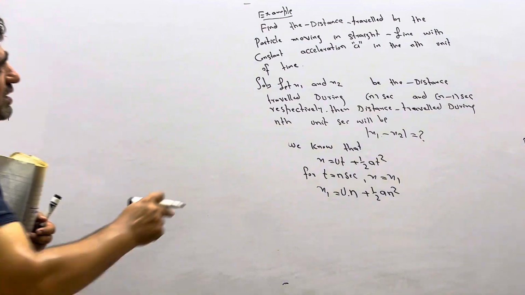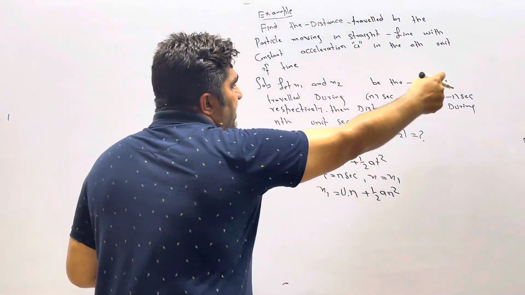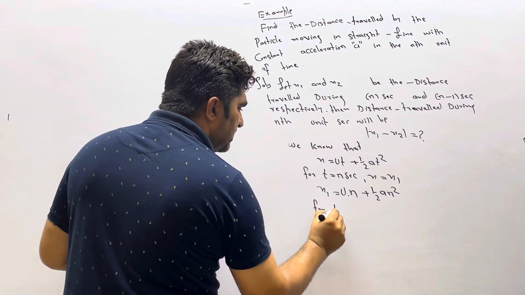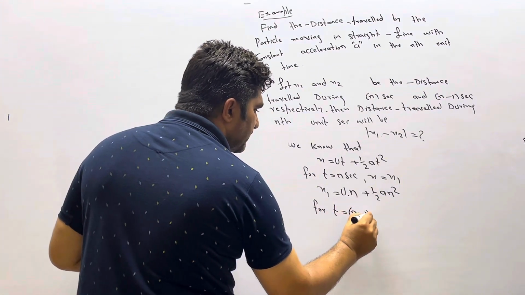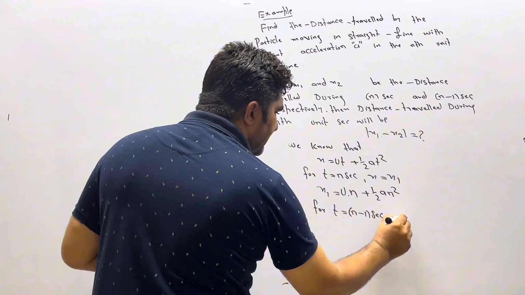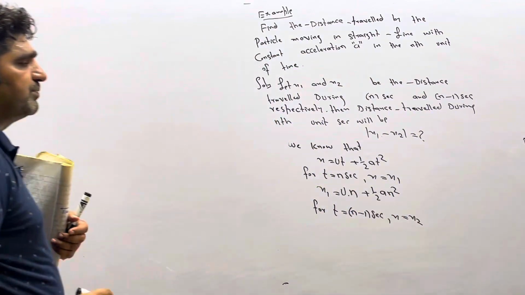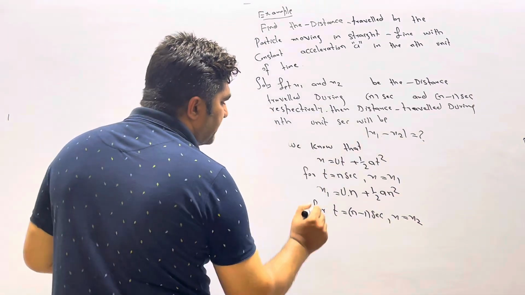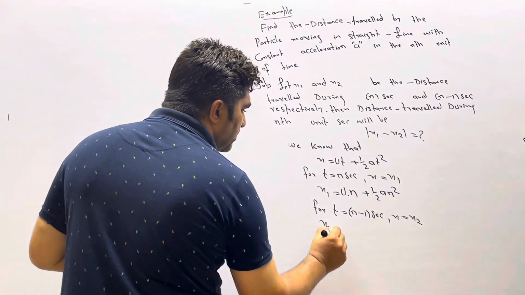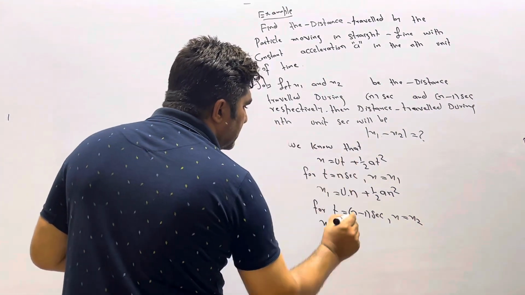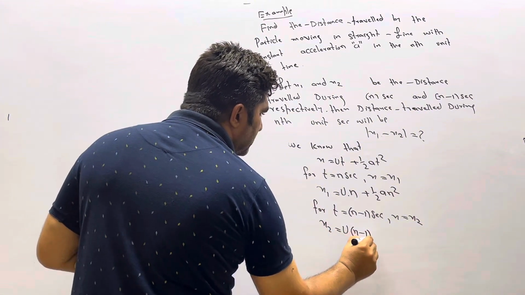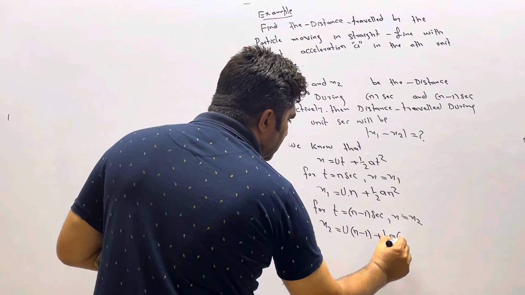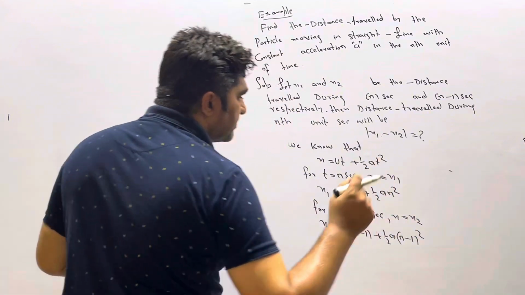Now I'm finding the distance x2, and that will be during n minus 1 seconds. So for t equal to n minus 1 seconds, x will be x2 here. So I will place x2, u, rather than t, I can place here n minus 1, plus half a, and rather than t square, I can place here n minus 1 square.